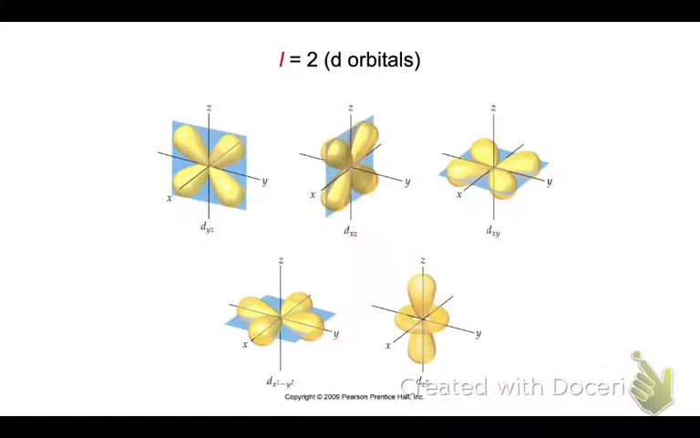When L equals 2, we are talking about the d orbital, and the d orbital is definitely more complicated; it took mathematical calculation to come up with their shapes. There are 5 of them depending on the axis that they are located. You don't need to know the differences in those axes. You just need to know that there are 5 of them.